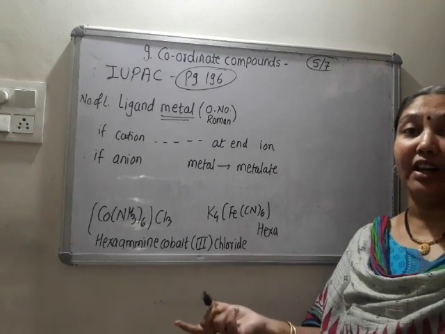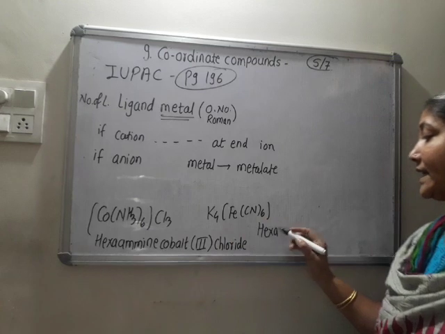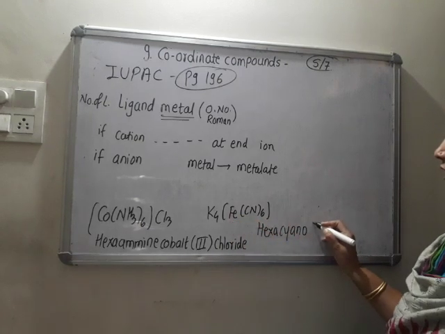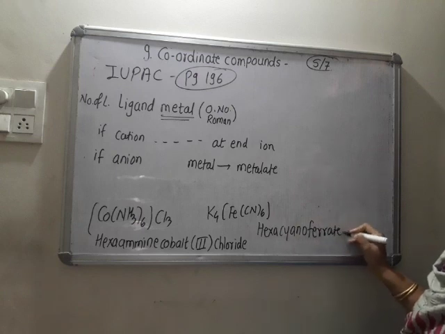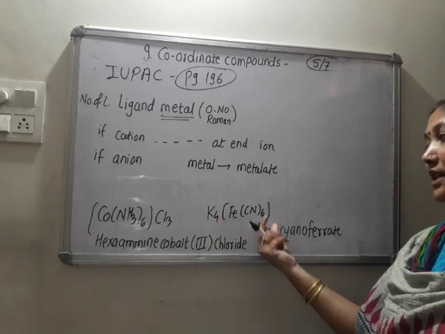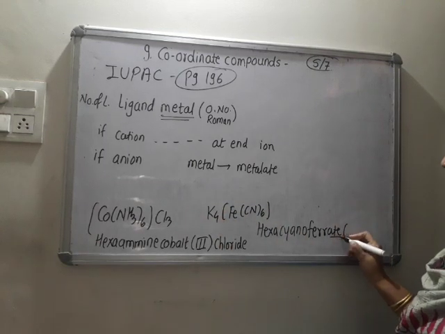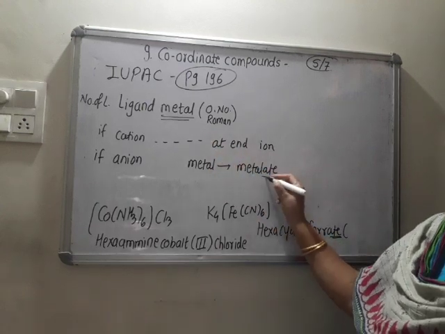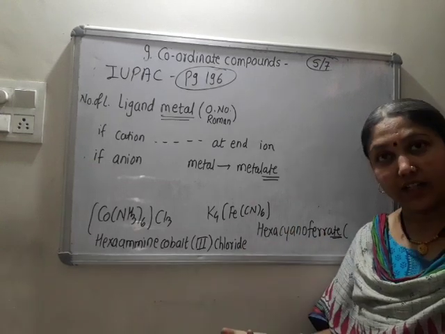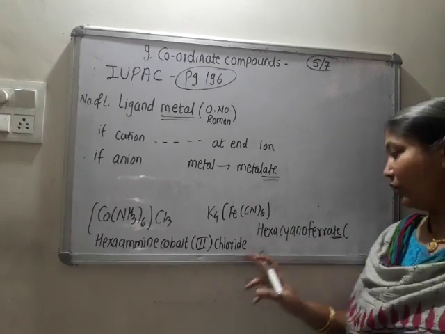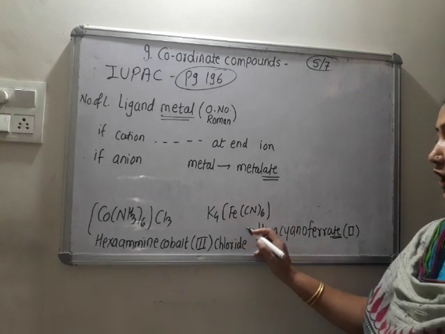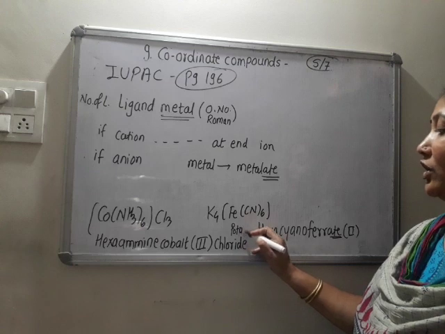Cyanide, but it's a negative ion, so it ends with O. So cyano. What is it? Ferrate. We have written it afterwards, at the end, meaning before that some ion is there, so the metal name becomes ferrate. The metal ends with ATE, metallate. Copper becomes cuprate, nickel becomes nickelate, Fe becomes ferrate, and so on. So ferrate, and we have to write its oxidation state. It is +2. Of course, I forgot to write potassium, so potassium goes in the beginning.